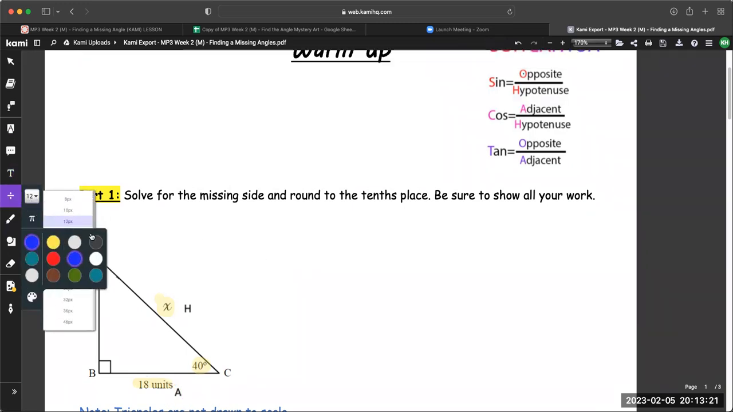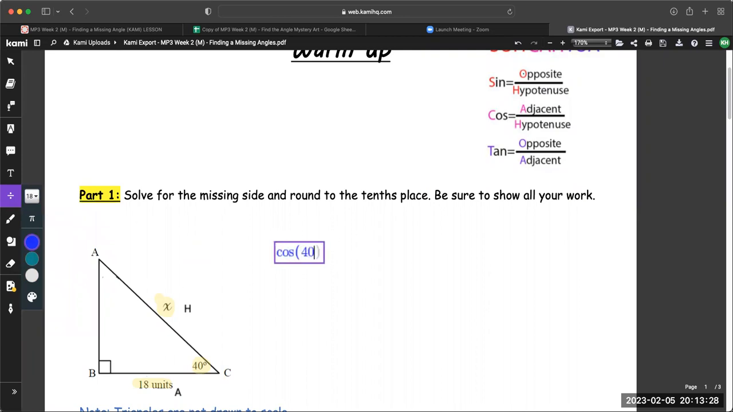Let me make this a little bigger. All right. So what is it here? Well, the cosine of my angle 40 is going to equal the adjacent side, that's the 18, over the X, which is slightly more annoying than we like, because that makes a two-step equation. But we've done this a few times. So we know if the X is on the bottom and the cosine 40 is here, I can swap those two. It can become X equals 18 over the cosine of 40.